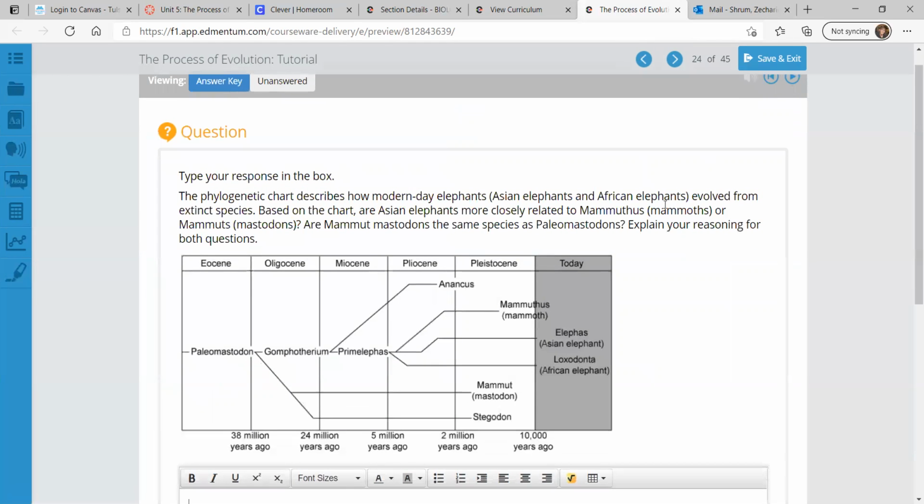All right, so this phylogenetic chart describes how modern day elephants, which we have Asian elephants and African elephants, evolved from extinct species. So based on the chart, are Asian elephants more closely related to mammoths, or Mammuthus, is their scientific name, or mastodons? Are mammoths and mastodons the same species as paleomastodons? Explain your reasoning for both questions. So we're going to look at the branches and how they relate to one another and see if we can answer those questions.